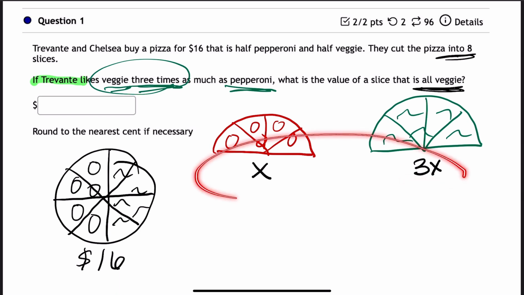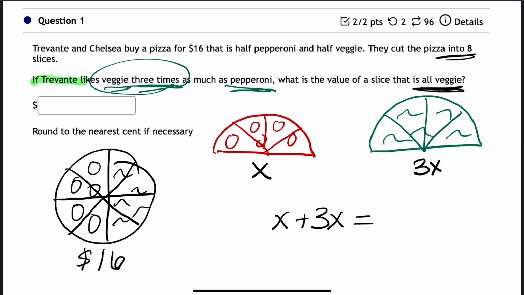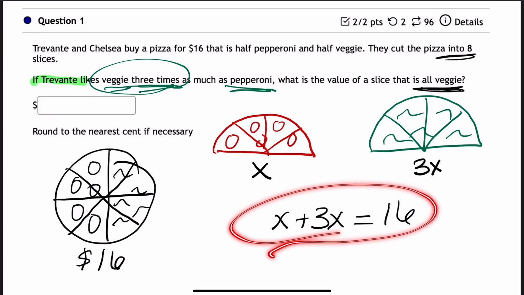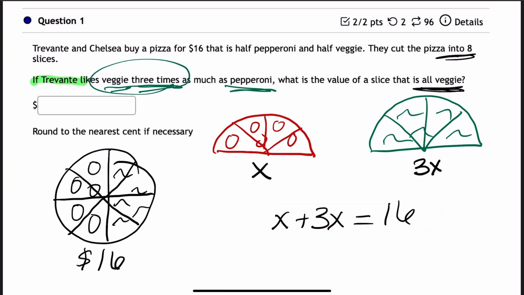So what is the total? If we were to put this pizza together back into one full pizza, our total would be the pepperoni plus the veggie. That's the total value of the pizza. And we know the total value of the pizza is $16 because that's how much they paid for it. And so we can solve this basic equation, x + 3x = 16, by combining like terms and then dividing by 4, finding out that x is going to give us 4.